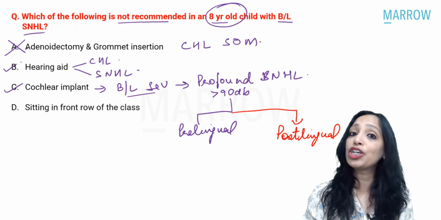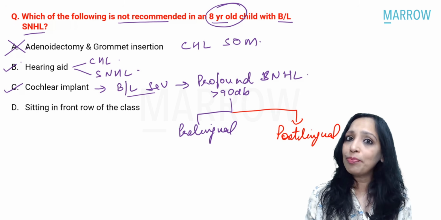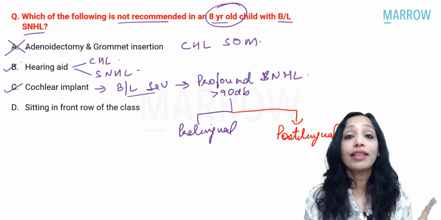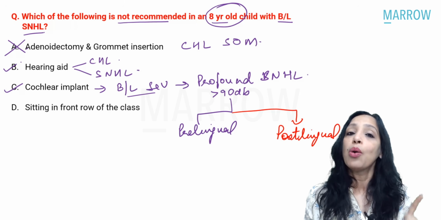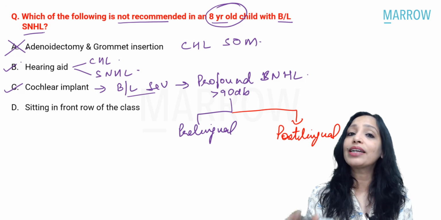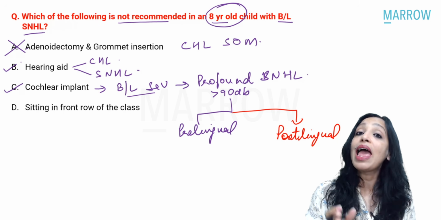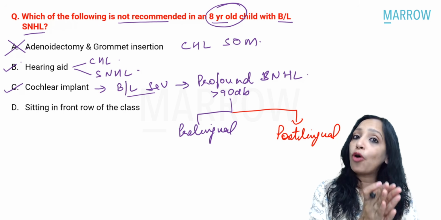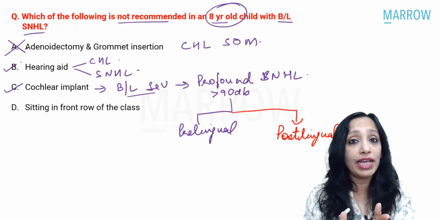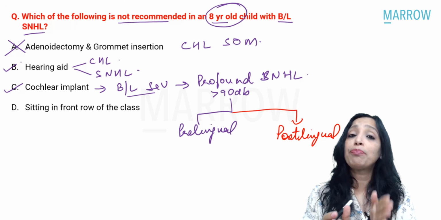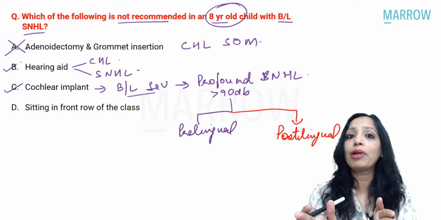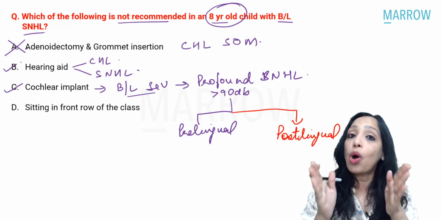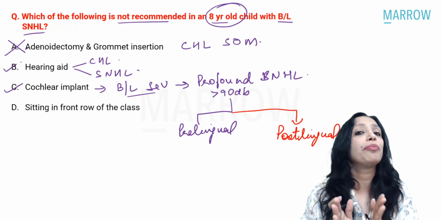In those cases which are postlingual, cochlear implantation can be done at any age. Their age is not a limitation. What is important to remember is that the cochlear implantation should be done as early as possible following the onset of deafness, which means that the duration between the onset of deafness and the cochlear implantation should not be too much. The auditory deprivation should not be too much.